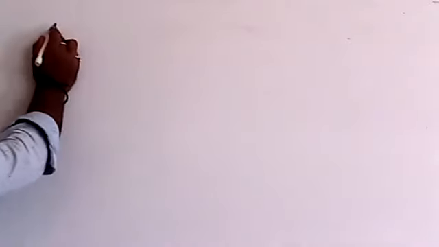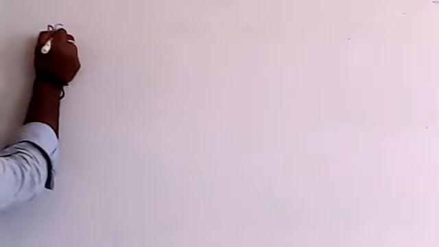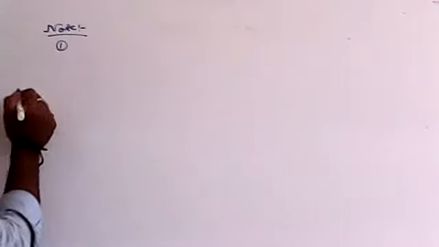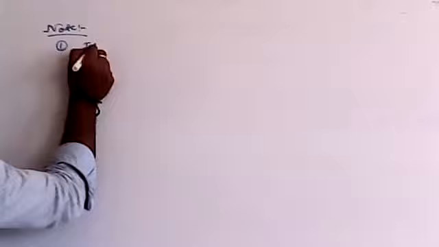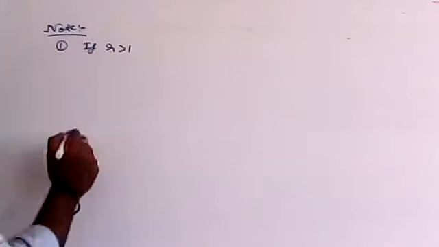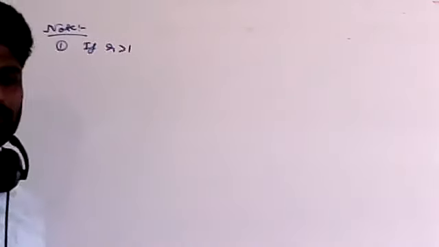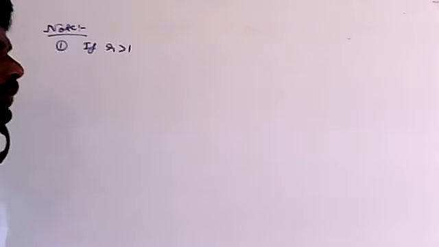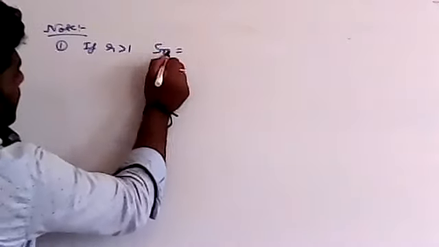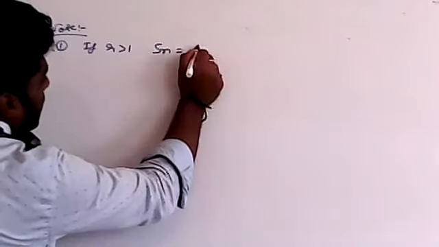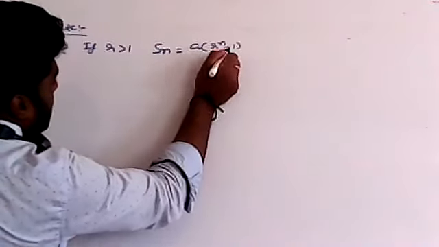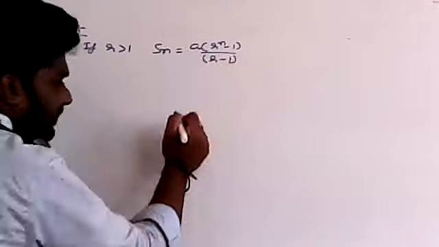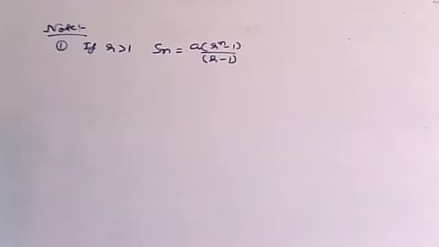Write down the note. The first note is: if r is greater than 1, you have to tell me, what is the Sn formula? Yeah, a into r to the power of n minus 1 divided by r minus 1. This is the first note. Correct? Already I said this previously. Okay, that is the first one, the modified formula.